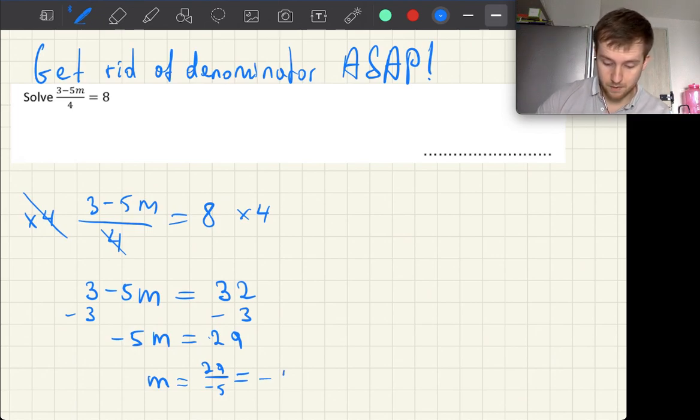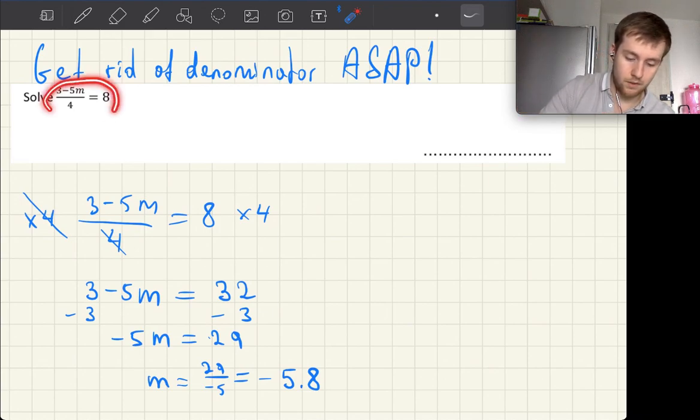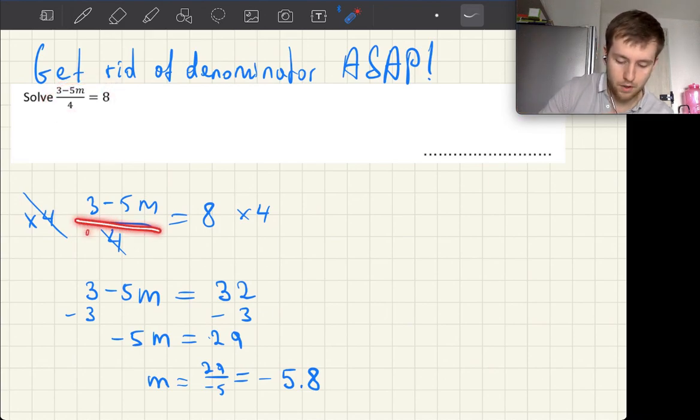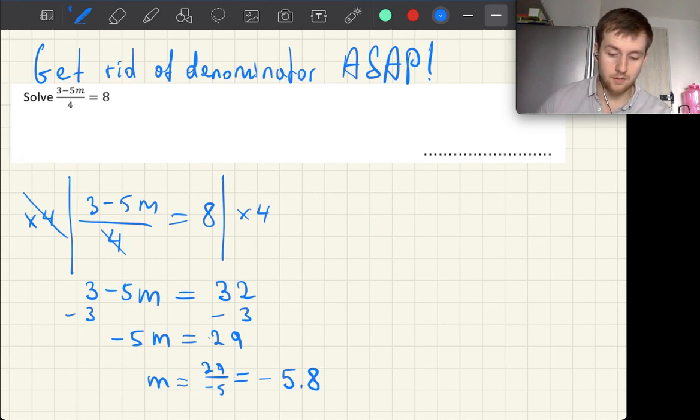Minus 5.8. Okay, I hope it makes sense to you guys. So again, I will go through this in detail. We start here, we start with this, right? So (3 minus 5m) over 4 equals 8. And the first thing we do is we multiply both sides by 4.